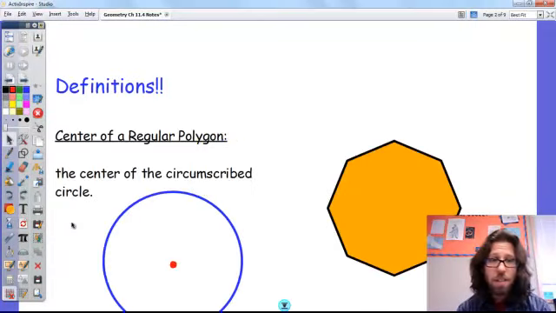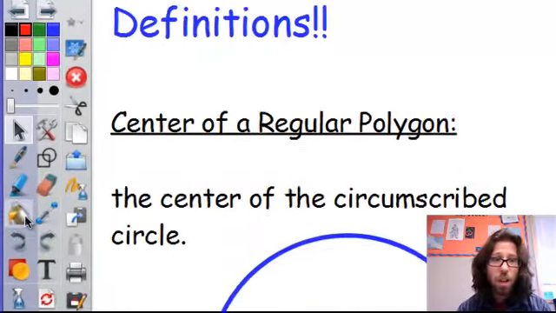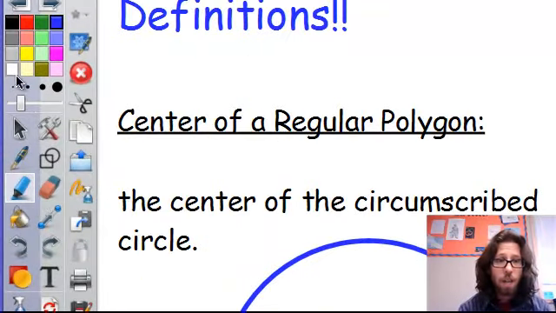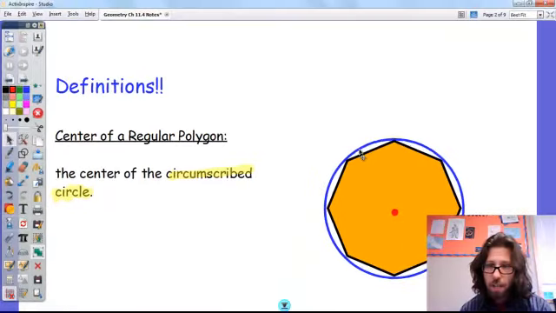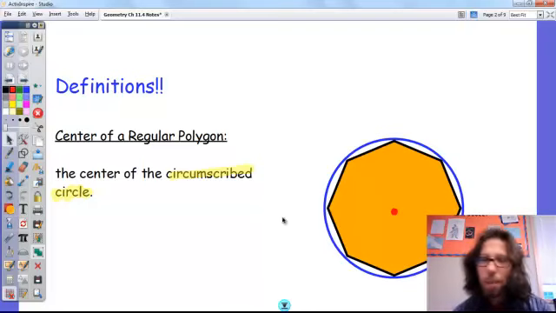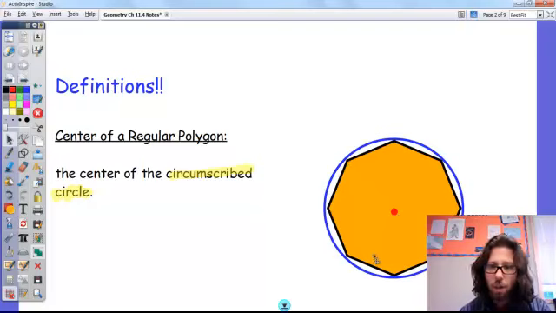Here we have a definition that states that the center of a regular polygon is just going to be the center of any circumscribed circle. So if you notice, I already have a circle here, and the center of that circle actually just becomes the center of our new polygon. And we can do that for any type of polygon, doesn't matter which kind.